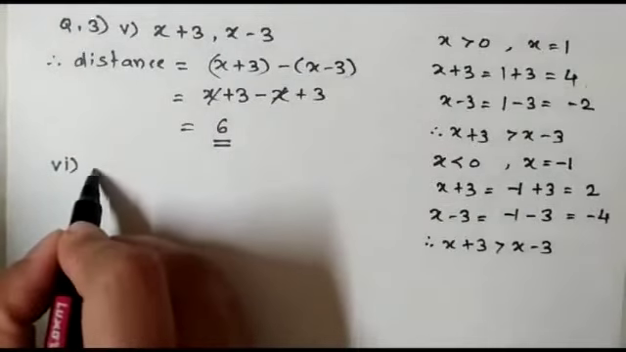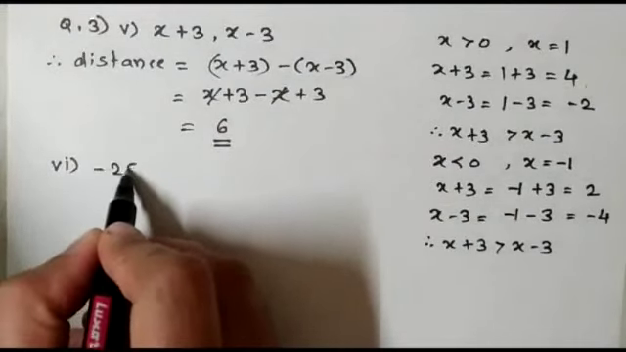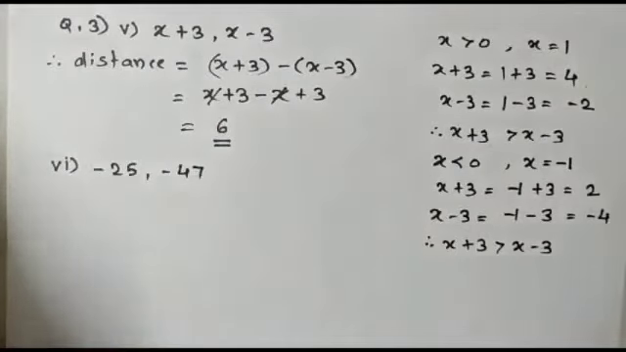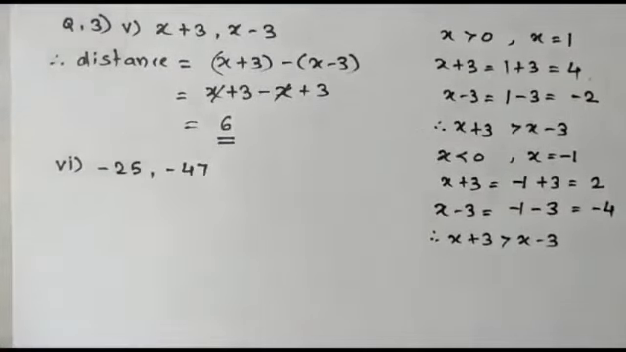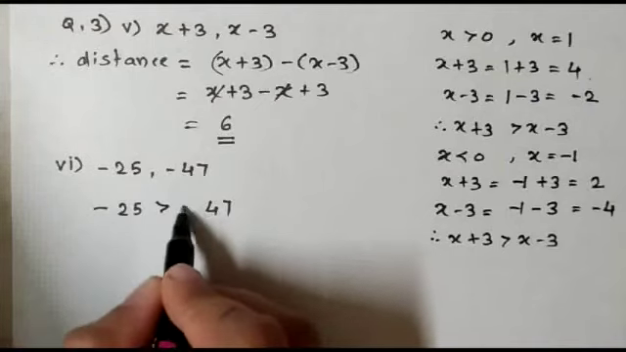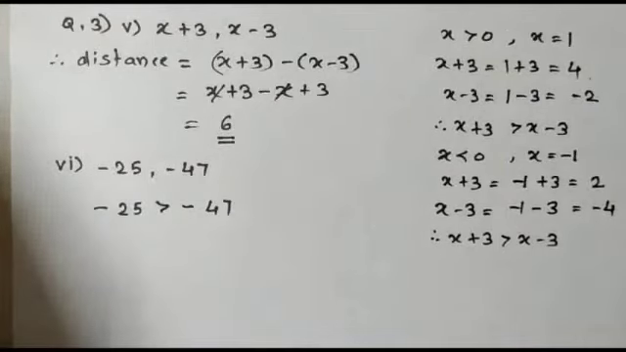It is the sixth one and the coordinates given are negative 25 and negative 47. Now here both the numbers are negative. So we have to first check their absolute values. Minus 25 absolute value is plus 25 and negative 47 absolute value is 47. Now when we compare these two values, 25 is the smaller one. But we know that both the numbers are negative. So the number with smaller absolute value is the greater number. So negative 25 is greater than negative 47.